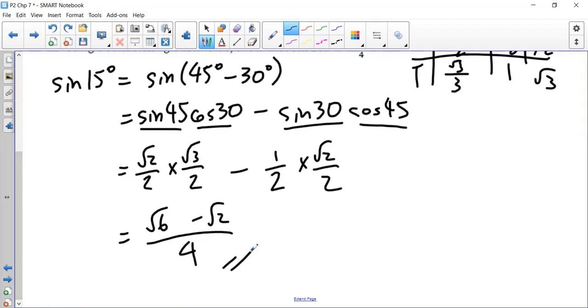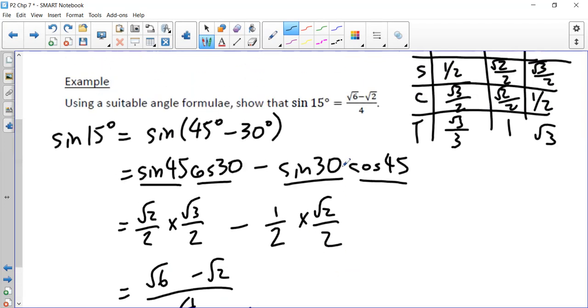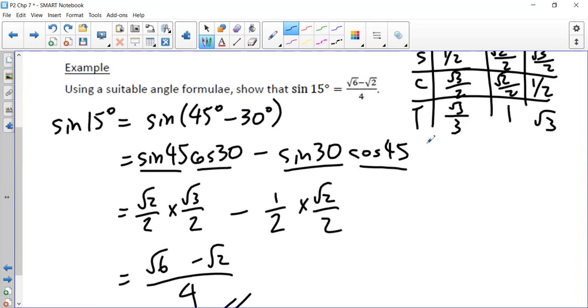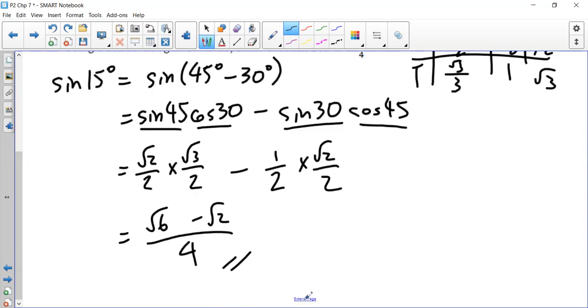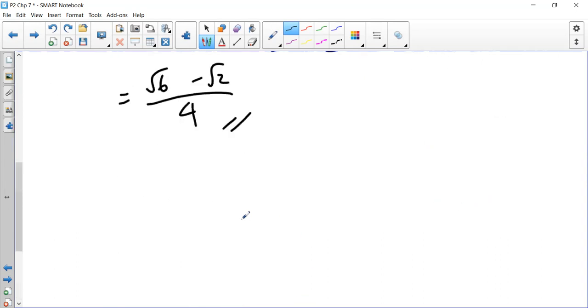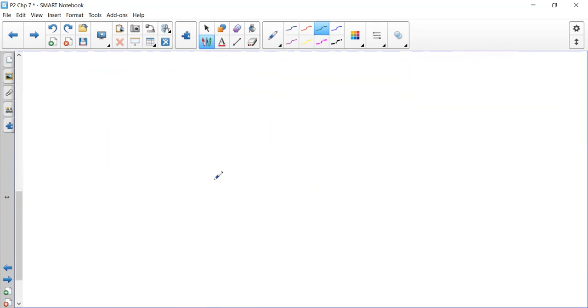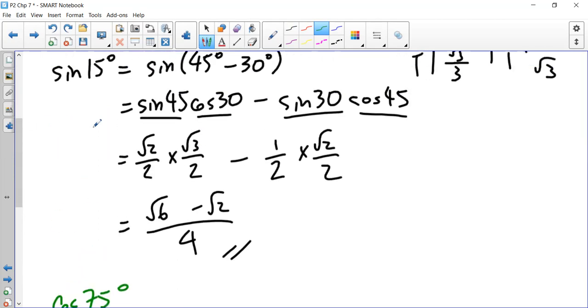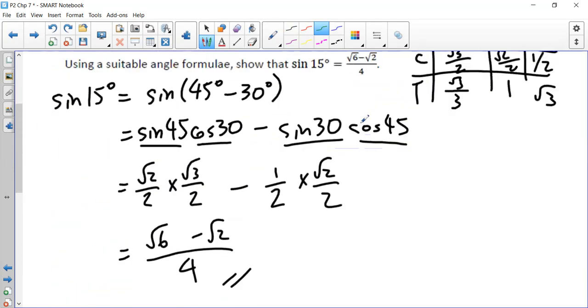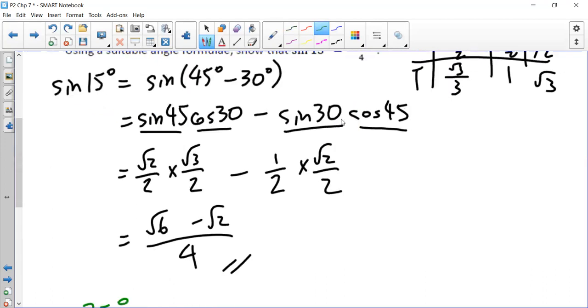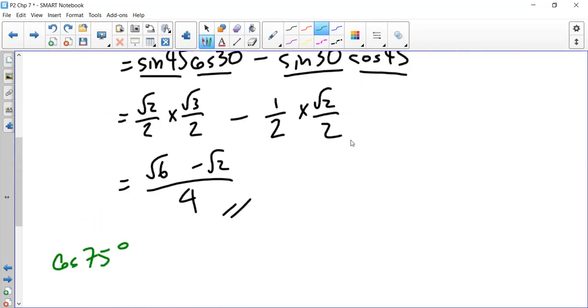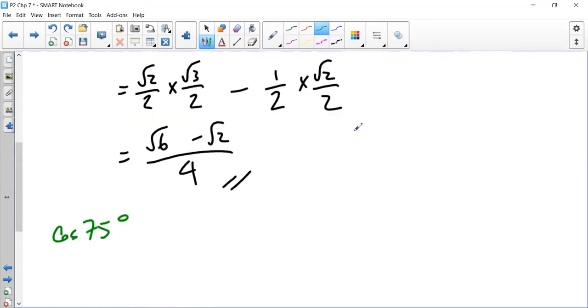Now, let me give you one extra question to try. Can you do the same with cos 75 degree? Can you work out the exact value for cos 75 degree using these special angles? Okay, pause the video, have a go at the question. When you're ready for the answer, you can press play.